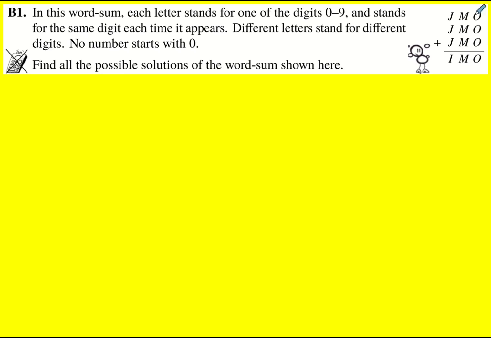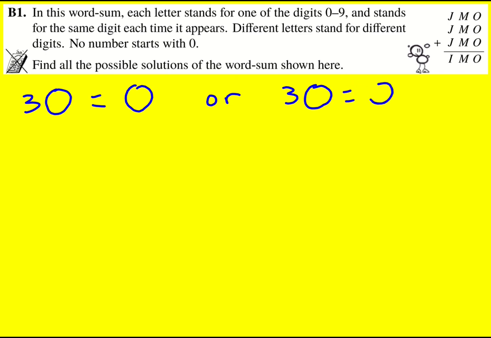Right, let's look at the first column. I'm adding O together 3 times. So 3O, I'm going to make this O kind of exaggerated so you can see it's not 30. So 3O must equal, well, it could equal O itself, or 3O could equal O plus 10 if I carried it across.